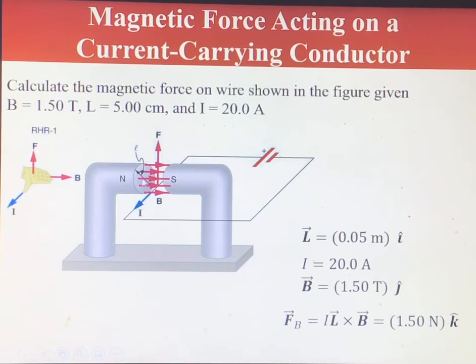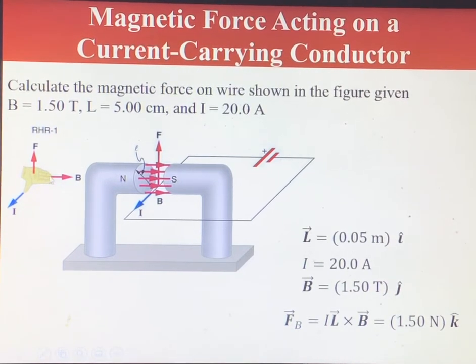So there is a current that flows in this wire, and the magnitude of that current is 20.0 amps. Now, if you look at this picture, because this is the north and this is the south, it means that the magnetic field is pointing from north to south. So I can set up my system right here. The length vector is pointing in the I direction. My current is equal to 20.0 amps. My magnetic field is pointing in the J direction. And so when I calculate the force, if you take the cross product of I and J, you get K. You end up with a force that is 1.50 Newtons pointing in the K direction.